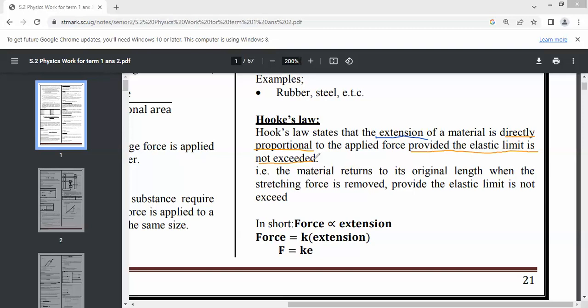All right. Hilda has given us a very good answer. She said that Hooke's law, this phrase that says extension is directly proportional to the applied force, means that whenever you increase the force, the stretching also increases. So if two things are directly proportional, that means that when one increases, the other also increases.